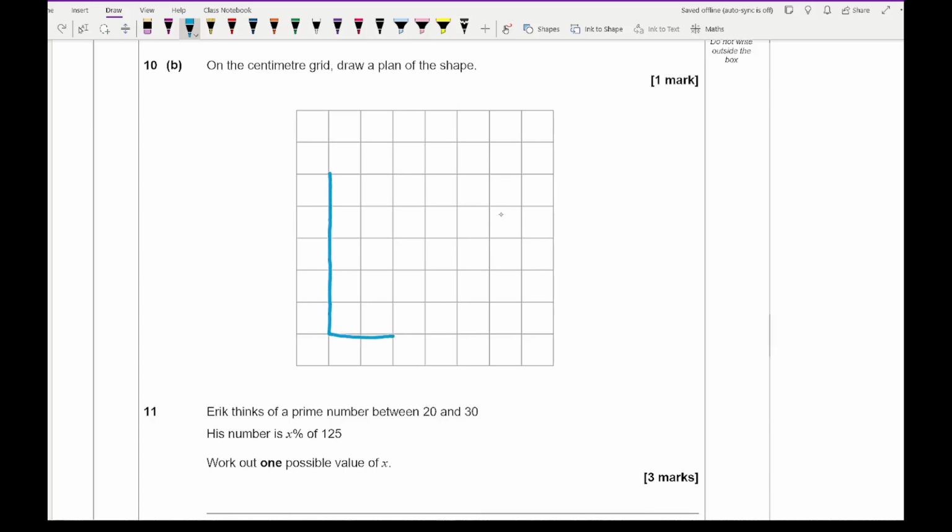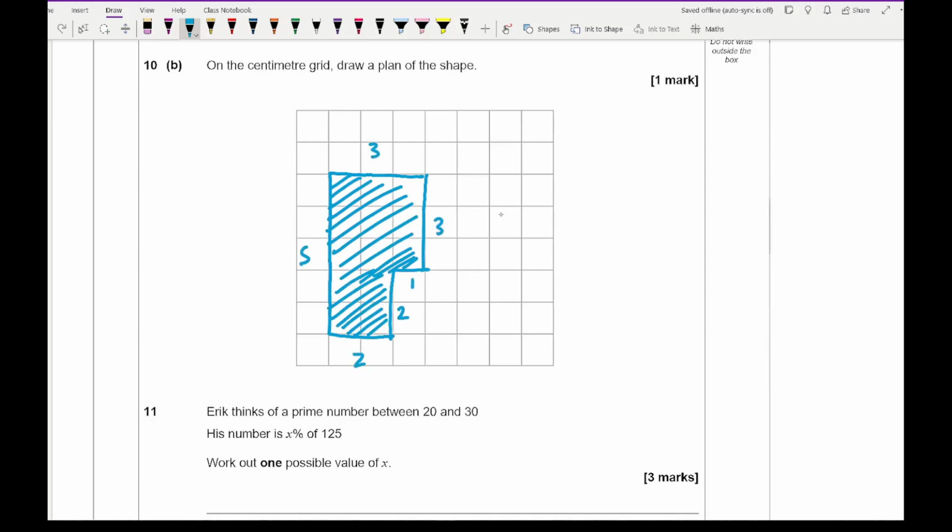Now you tend to find that with most of the plans of elevation, it is one of those things that you either get or you don't. But you should have something that looks like this. Now to get the full marks, the orientation of that P does need to be exactly like so. So it needs to be 3 by 5 by 2 by 2 by 1 by 3.